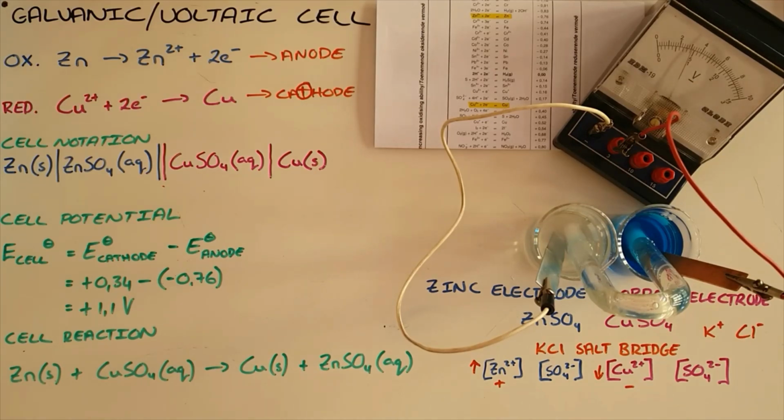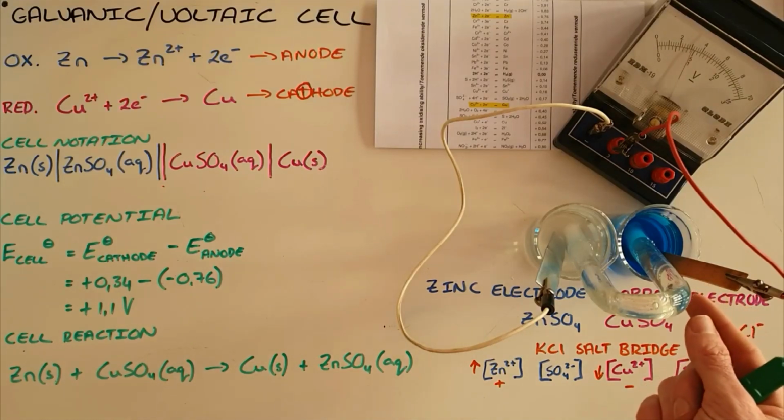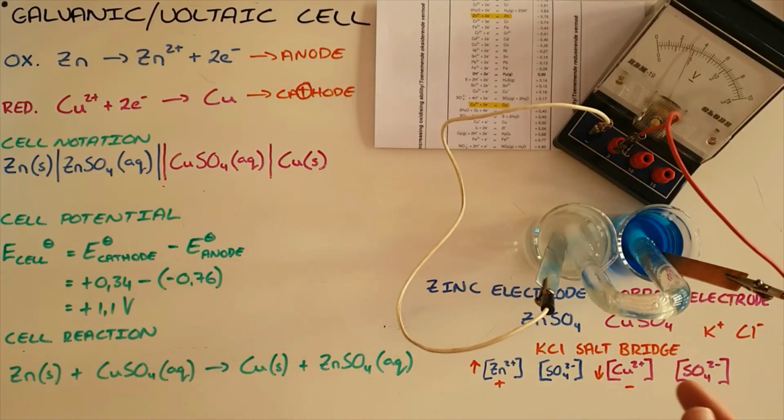And finally, we can see that the electrons are flowing through the external circuit, that being the wires out here, from the zinc electrode, which is the anode, which is negatively charged. The electrons are repelled from that electrode and attracted towards the positive electrode, that being the cathode, where they then undergo reduction with the copper.